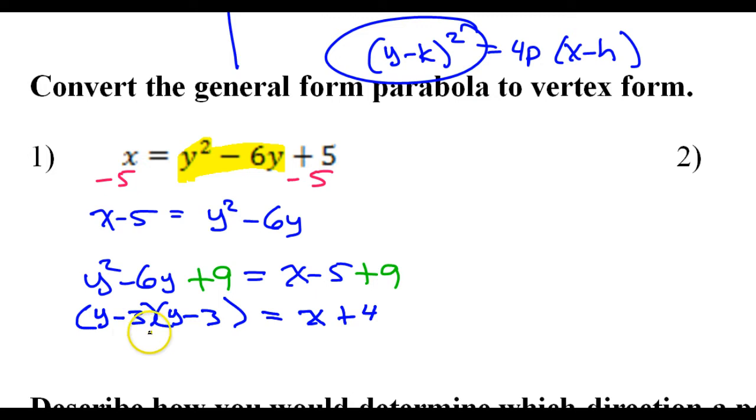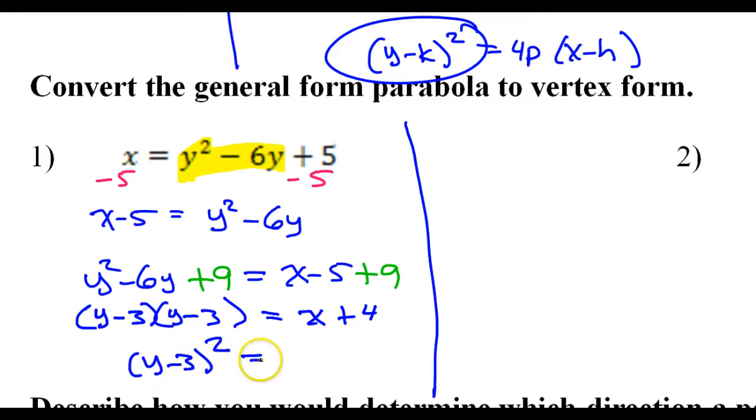Well, I guess I might as well leave it right here. This is y minus 3 squared. So that's y minus 3 squared is equal to x plus 4. And that's it.